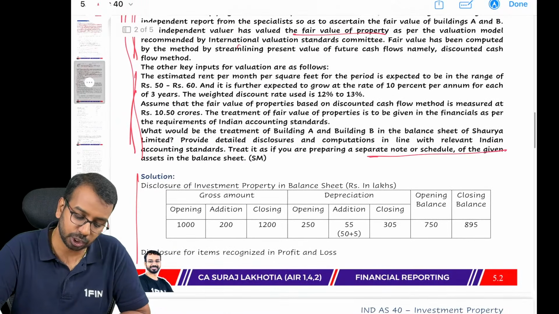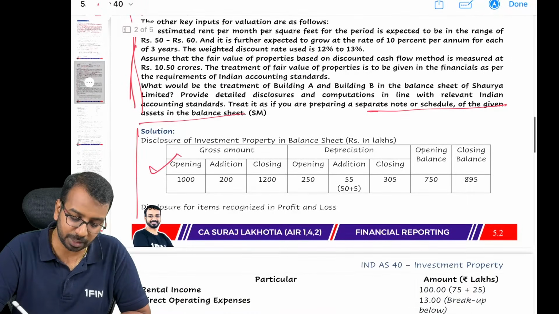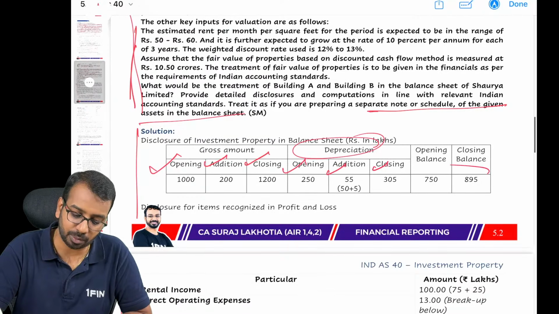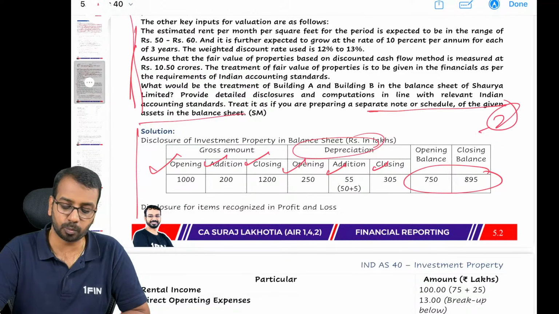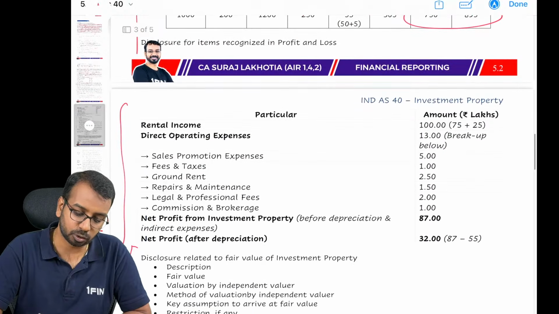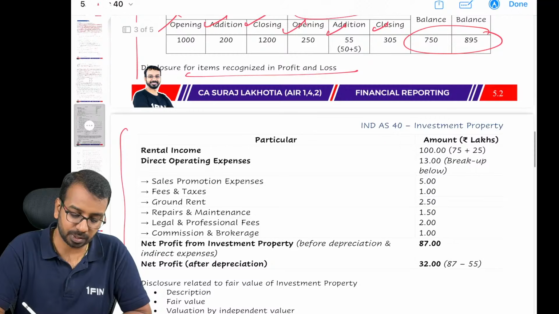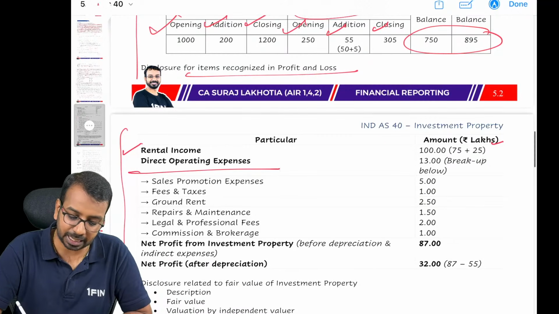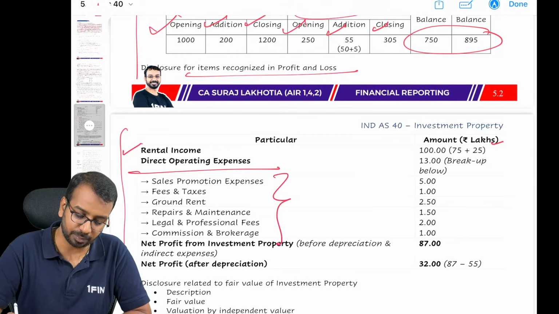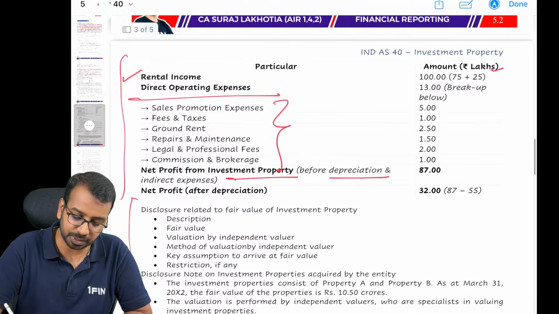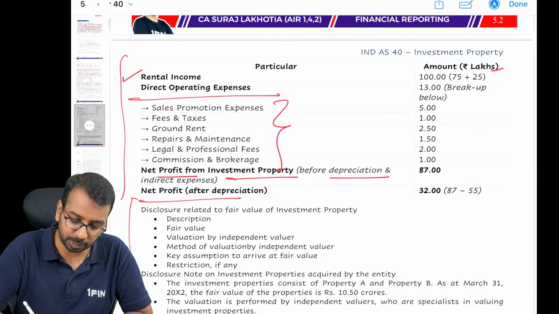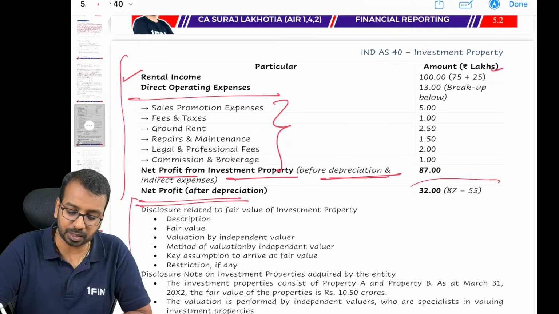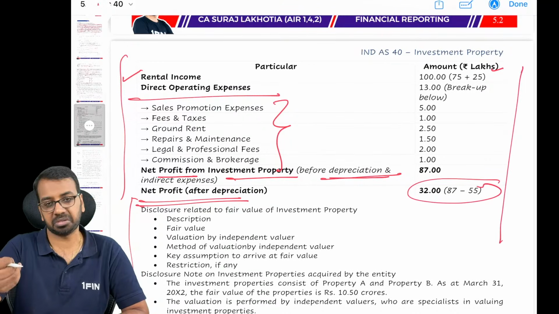First is the schedule of the asset in the balance sheet: opening amount, addition, closing amount, depreciation opening, addition, closing amount. This is done. Okay, this will give you 2 marks. Then disclosure requirement for items recognized in P&L: rental income, what is recognized, direct operating expenses with the detailed breakup, net profit before depreciation, net profit after depreciation. Can we do this? Yes.